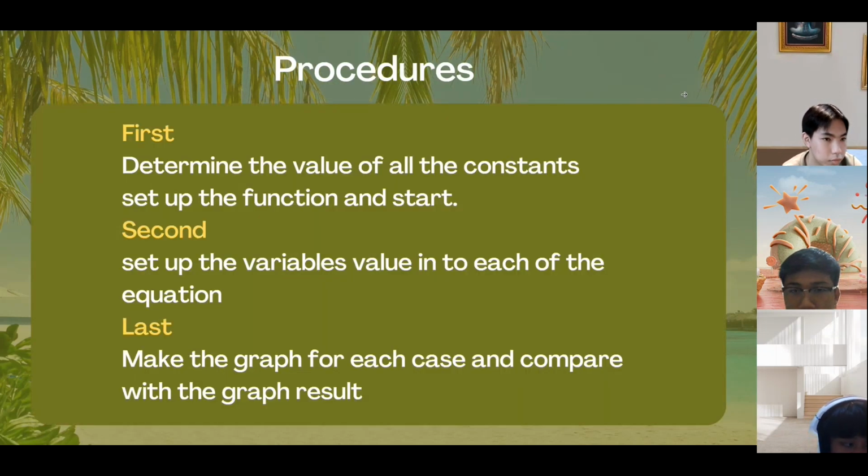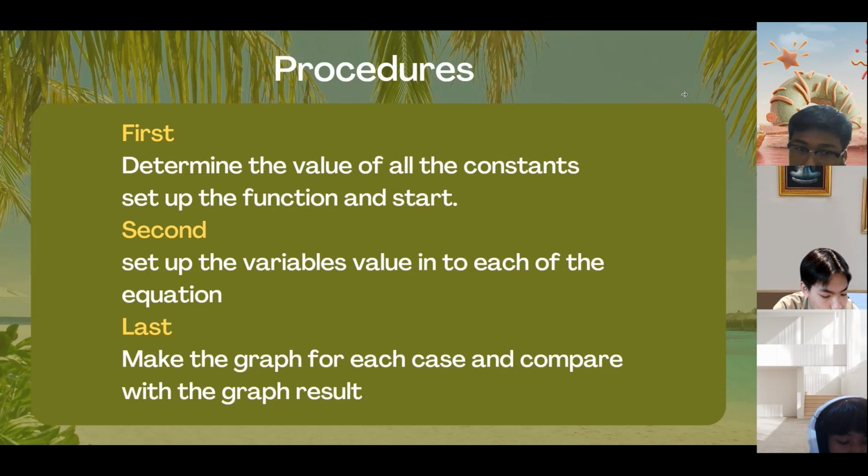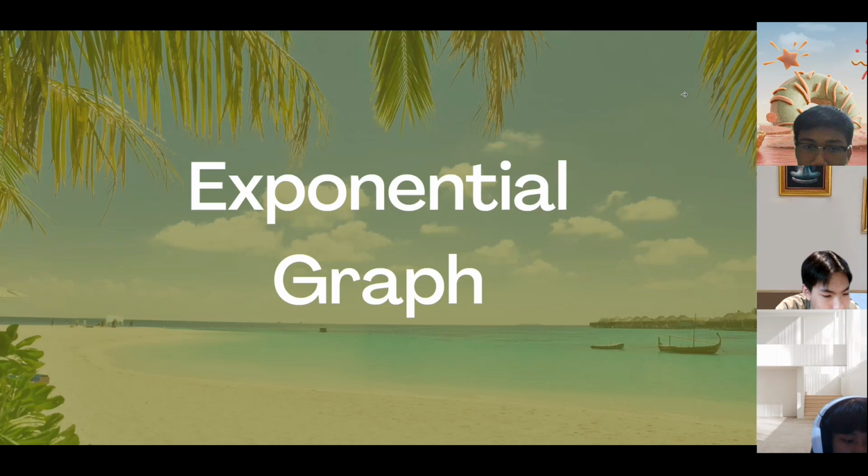So now we come to the procedure. First, determine the value of all the constants, set up the function start. And the second is set up the variable value into each of the equation. And lastly, make the graph for each case and compare with the graph result. So now we come to the exponential graph.